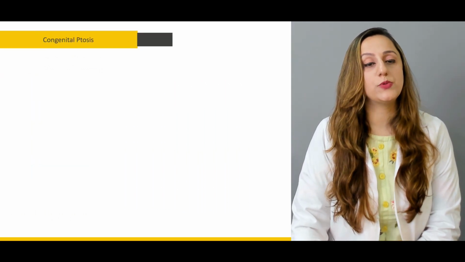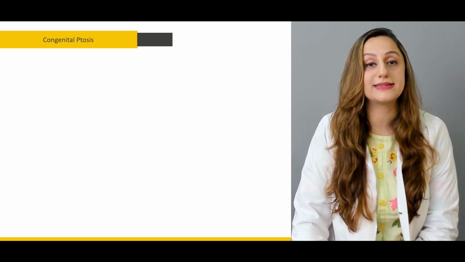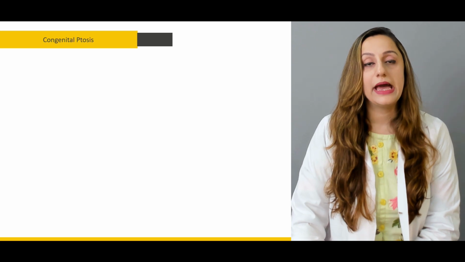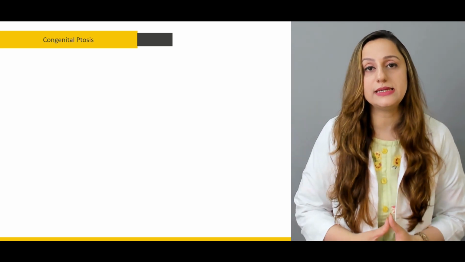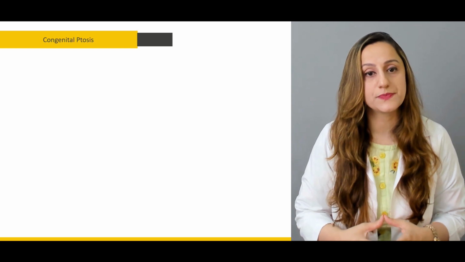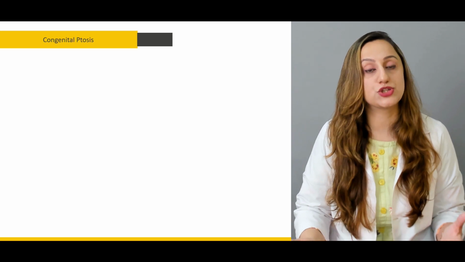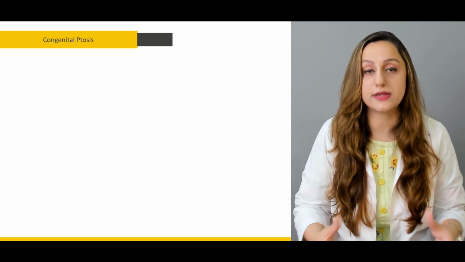On the other hand, we have another condition which is again quite important, and that is termed congenital ptosis. Now, what is ptosis? It's basically the drooping of the eyelids, which is termed ptosis in these individuals. Ptosis can be an acquired condition. On the other hand, it can be a congenital condition.